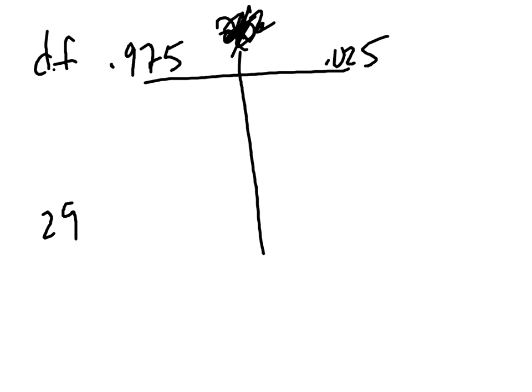When we go down, I've lost my place here. I don't have a transparency, but hopefully you'll go back and see that the chi-squared right value is 45.722. And the chi-squared left value should be 16.047.